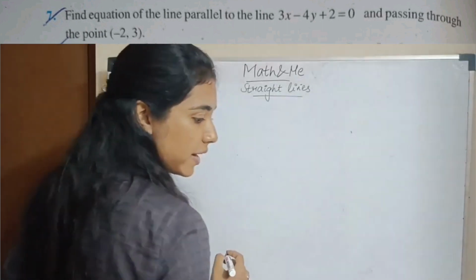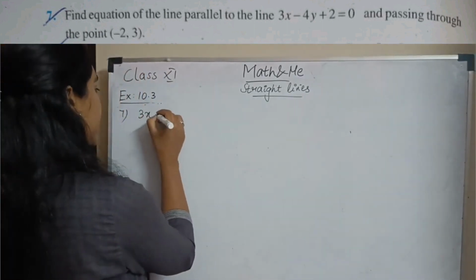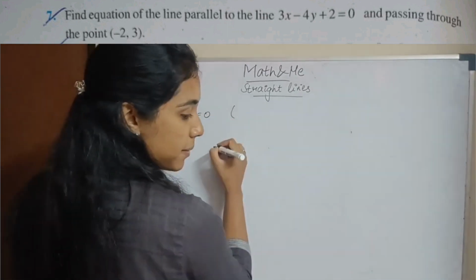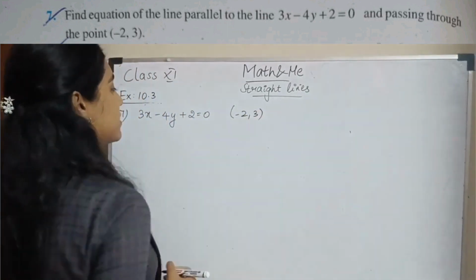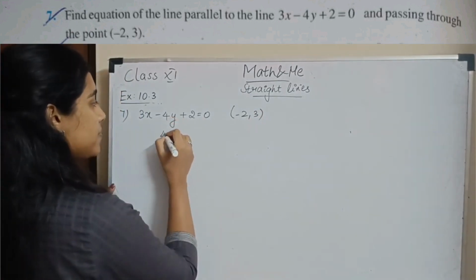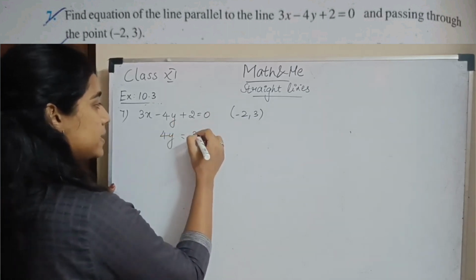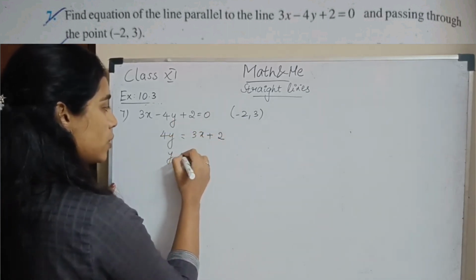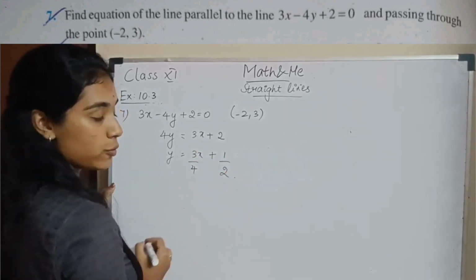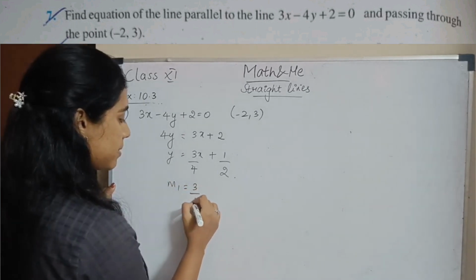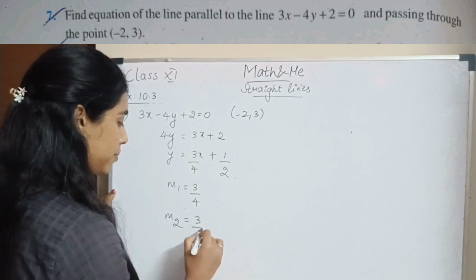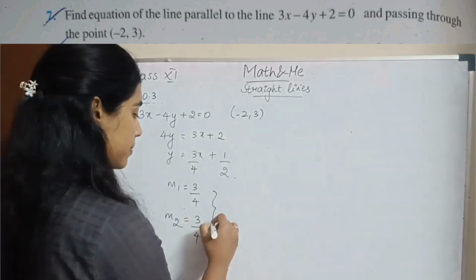Question number 7. Find the equation of the line parallel to the line 3x - 4y + 2 = 0 and passing through the point (-2, 3). So they are saying the line passes parallel to this. Let us find the slope of this line. You have 4y = 3x + 2, so y = 3x/4 + 2/4, which is 1/2. So what is the slope here? 3/4. They say that the two lines are parallel, so m2 will also be 3/4 because they are parallel lines.